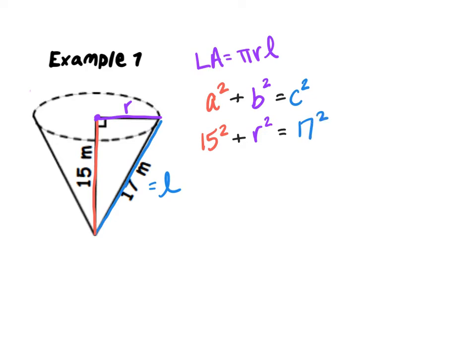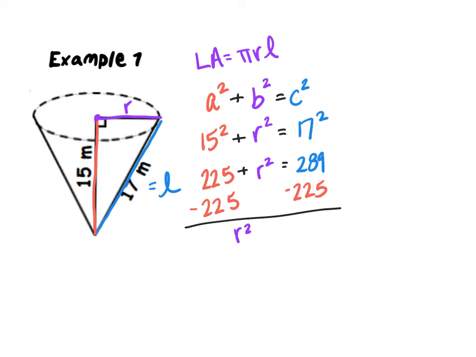15 squared is 15 times 15, which is 225, plus r squared. That's equal to 17 squared, which is 289. I'm going to subtract 225 on both sides to get r squared by itself. And when I do that, I get r squared is equal to 64. Take the square root of both sides, and I get r equals 8. So I know that this radius now is just 8 meters.